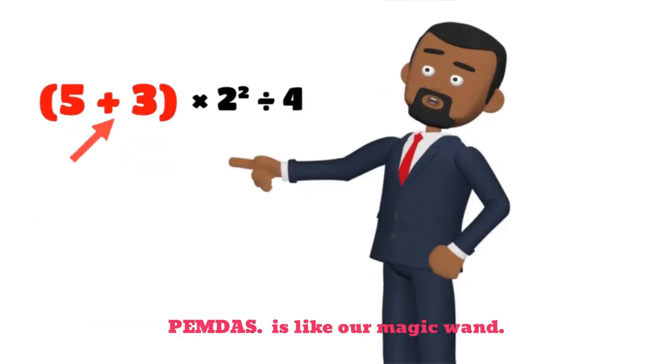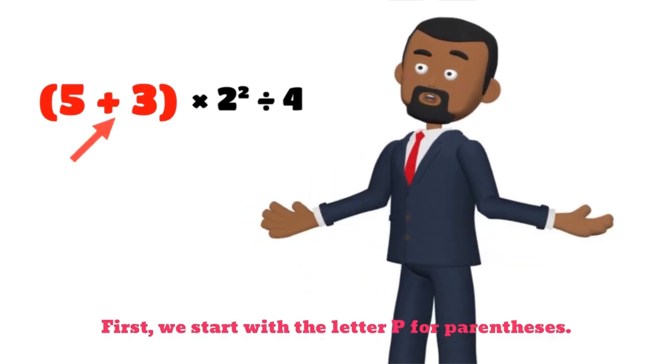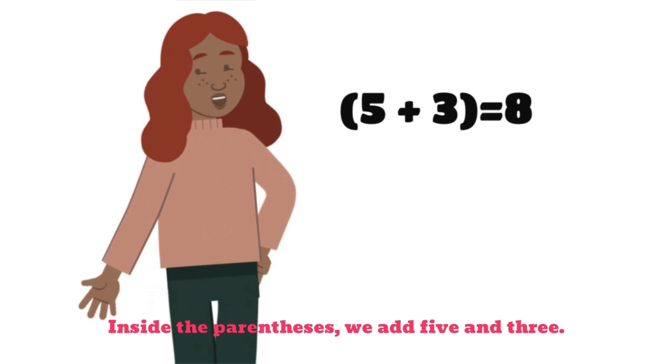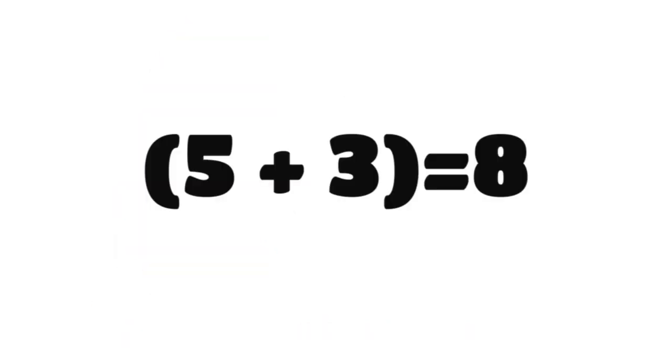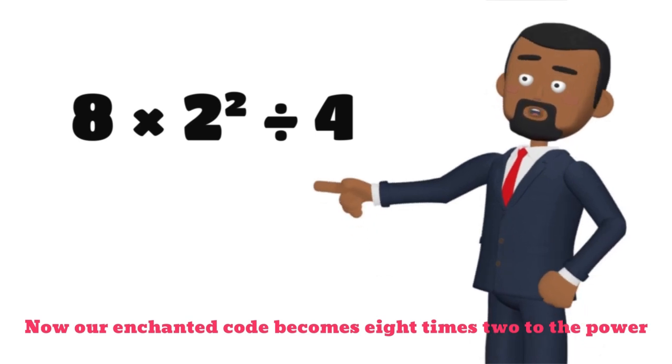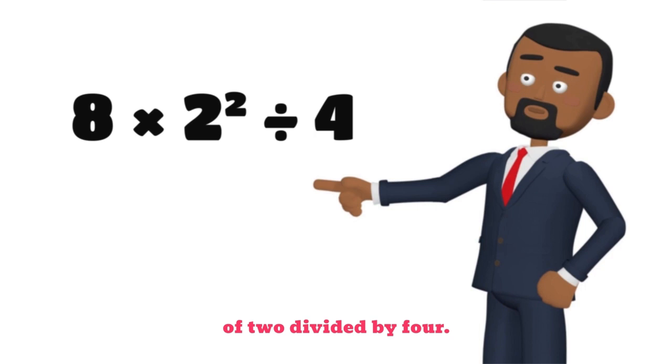PEMDAS is like our magic wand. First, we start with the letter P for parentheses. Inside the parentheses, we add 5 and 3. That's 8. Now, our enchanted code becomes 8 times 2 to the power of 2 divided by 4.